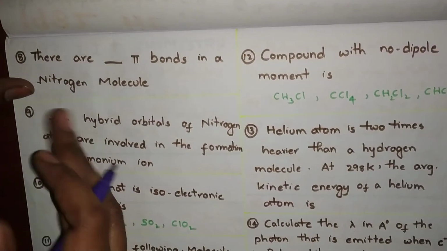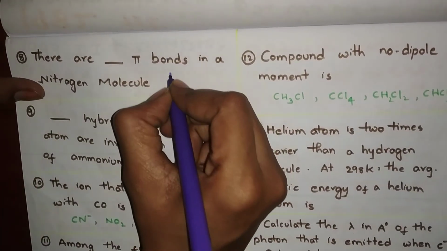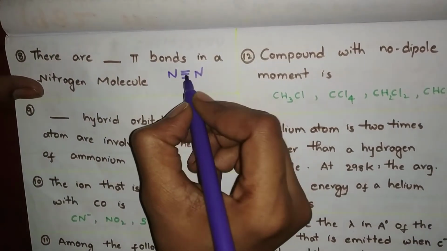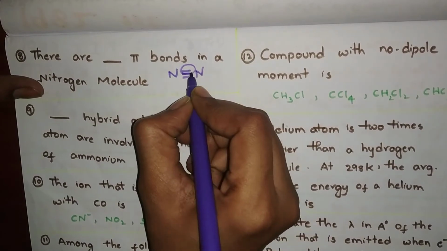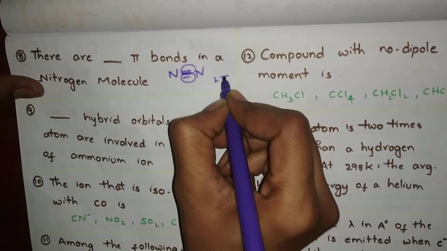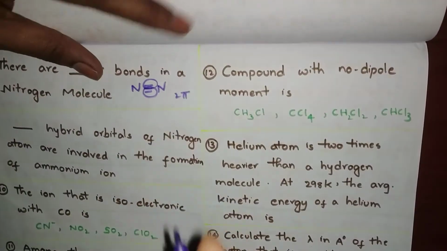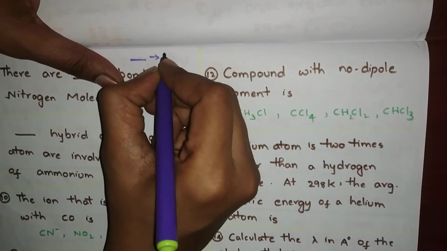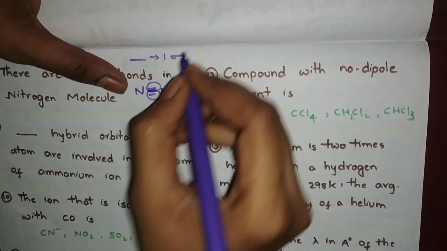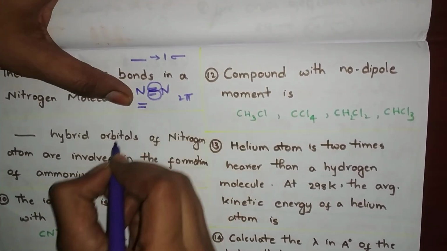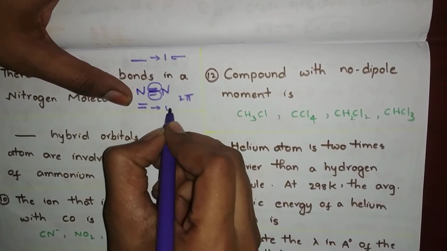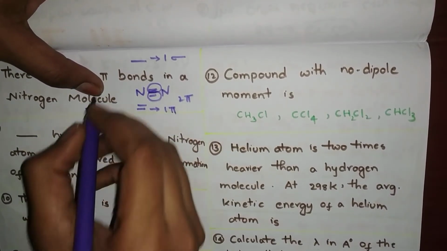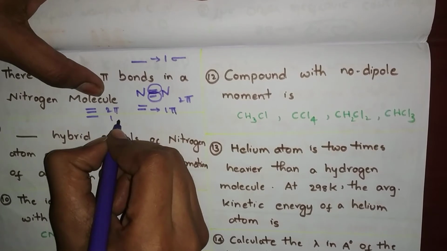In nitrogen molecule, how many pi bonds are there? This is the nitrogen molecule. 2 pi bonds will be there. See, if there is a single bond between two atoms, then we call it one sigma bond. If a double bond is there, then we call it one pi bond. And if a triple bond is there, 2 pi and 1 sigma will be there.